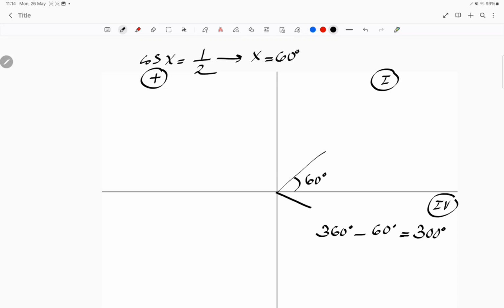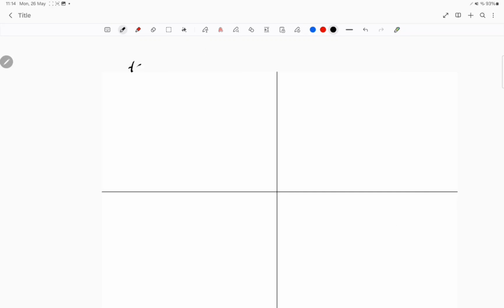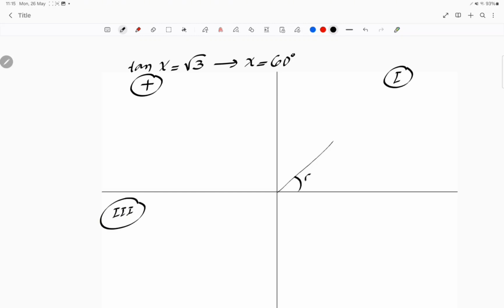Yeah, so that's pretty good. We can try one more. We can try a tangent now. So for example, if the tangent of x is equal to root 3, that means the x will be 60 degrees. Now tangent here is positive, and tangent can be positive only in two quadrants, in the first and also in the third. And so we're going to be having 60 degrees in the first, but for the third, it's going to be 180 plus 60, which is going to be 240. Okay. Yeah, it's that simple.